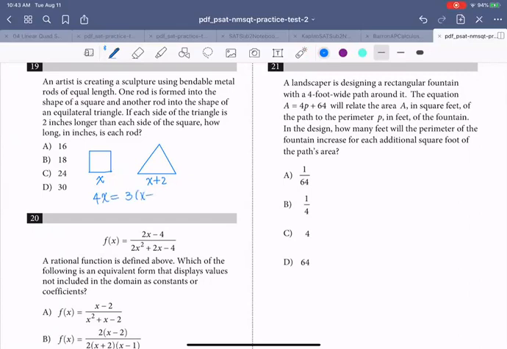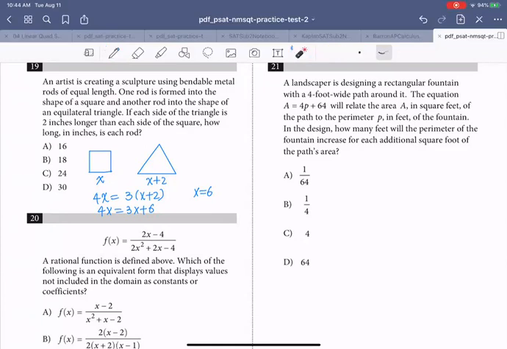Yes. So x equals 6. Good. What's the question? How long in inches is each rod? Wait, if each side of the triangle is 2 inches longer. So x is 6. So pattern A.